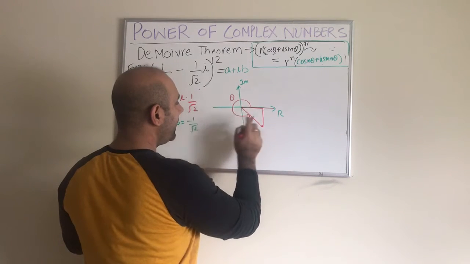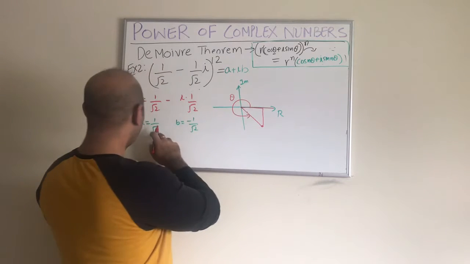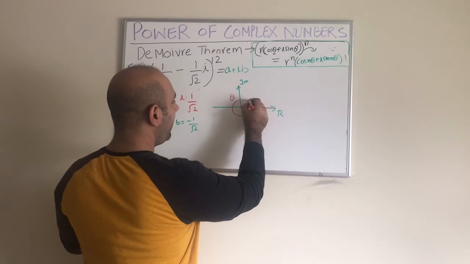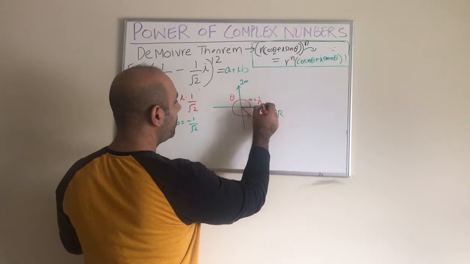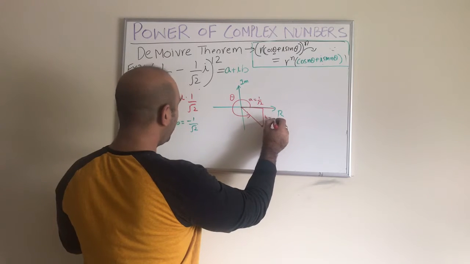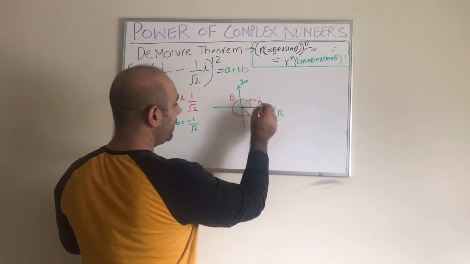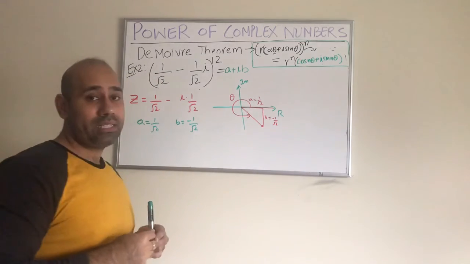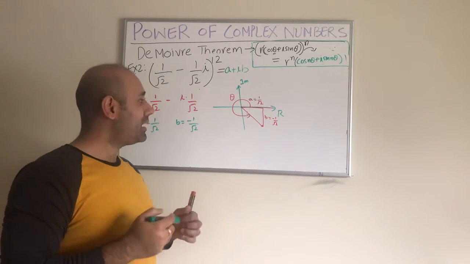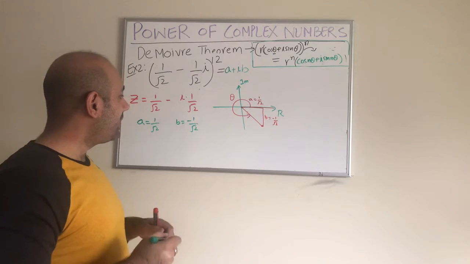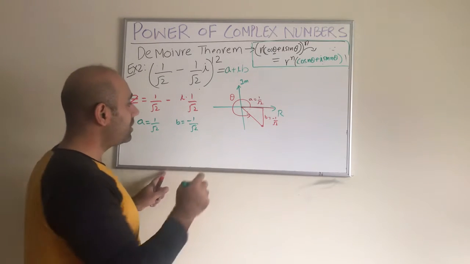This is the angle theta, and this is going to be 1 over radical 2. This is my a equals 1 over radical 2, and this b is going to be negative 1 over radical 2. Keep in mind, these are not the side lengths. If these were side lengths, they would have to be positive, guys. These are more like coordinates, and you can think of these as ratios as well.